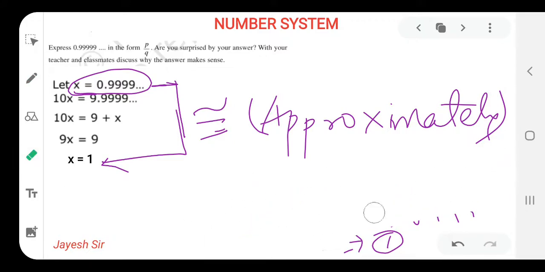So this was the thing the question wants to tell us: are you surprised by finding this answer? Yes, we are surprised, because the answer that we are obtaining is approximately... I hope you might be clear with that.